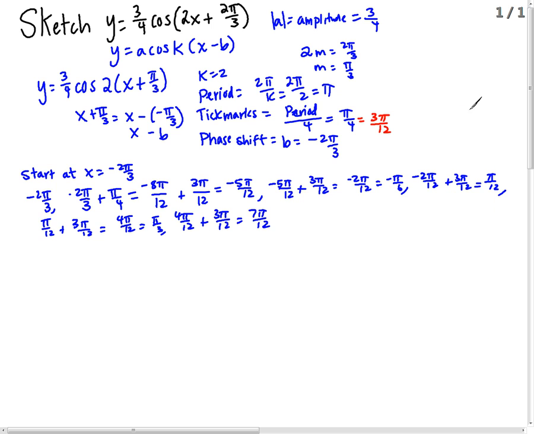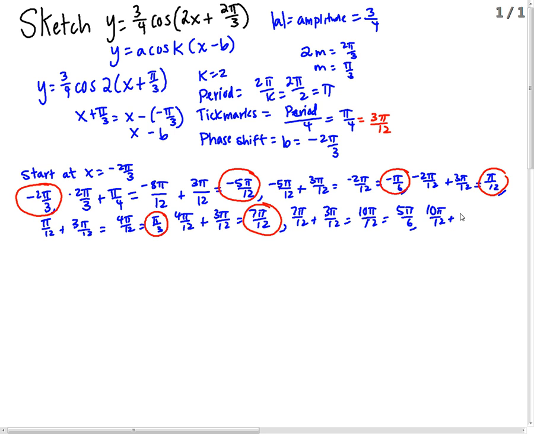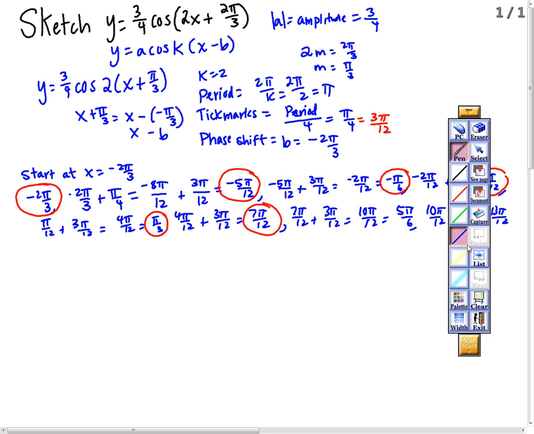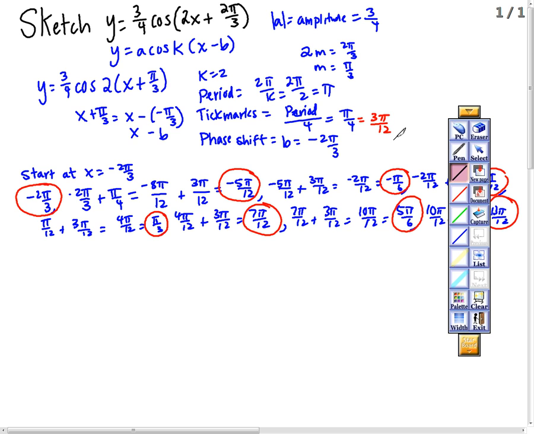Let's see if that's enough. I've got this one, this one, this one. That may not be enough, so let's keep going a few more. I'm going to have 7 pi over 12 plus 3 pi over 12. That's 10 pi over 12, which is 5 pi over 6. 10 pi over 12 plus 3 pi over 12 is 13 pi over 12. We'll stop there. I'm going to scroll down just a little bit so I can draw my picture.